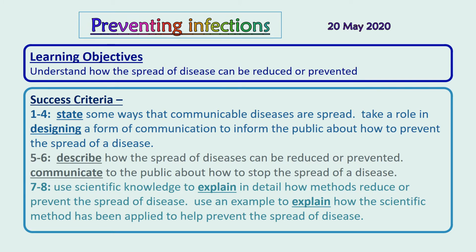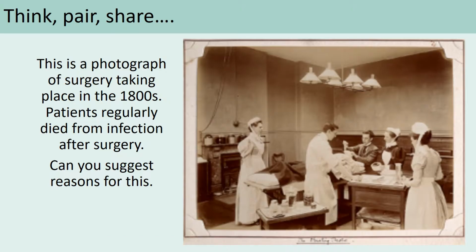Describe how it can be reduced and prevented, and explain how that has changed over time. And then for our top grades, which everyone can achieve with this today, use scientific knowledge to explain in detail how methods reduce or prevent the spread of infection, using examples to explain how scientific method has been applied. Okay, again, this is very much in the zeitgeist, so you probably will know quite a lot. Quite a lot of this is common sense, but then there's quite a lot of history behind it, so quite a lot of new stuff to learn.